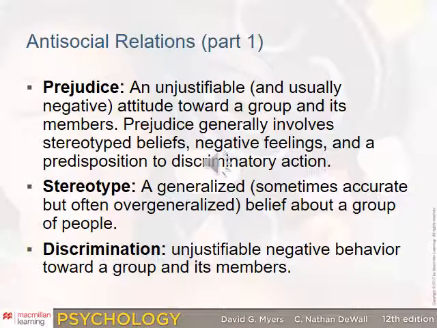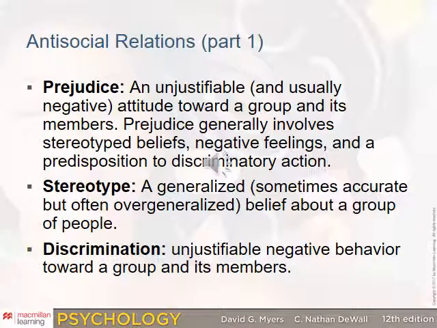There are more black men in the NFL, and there probably are a lot of Hell's Angels bikers who wear leather. However, we can't generalize to that particular group because we don't know everybody, right? Discrimination is an unjustifiable negative behavior. It's actually putting these things into action, right? A prejudice or stereotype is how you feel or what you believe, but discrimination is an actual action towards a group of people and its members.